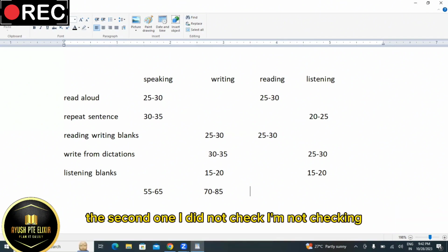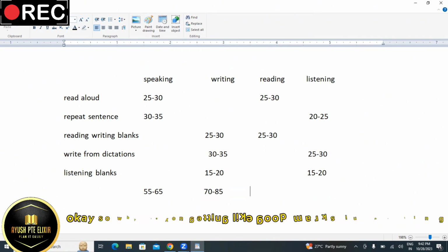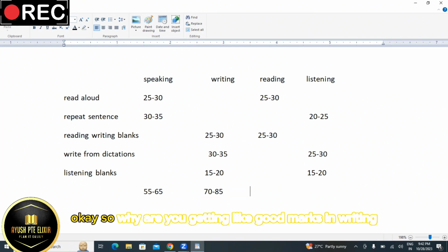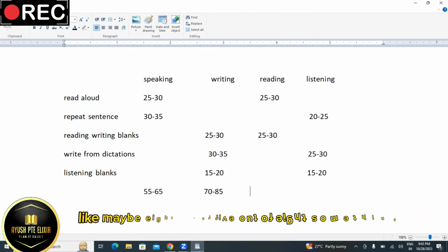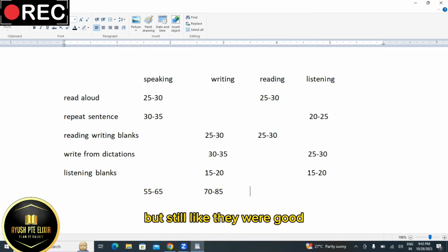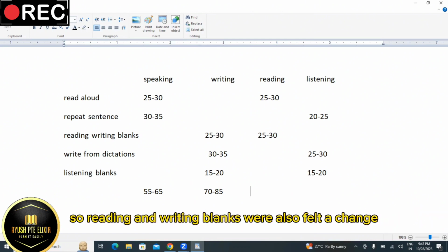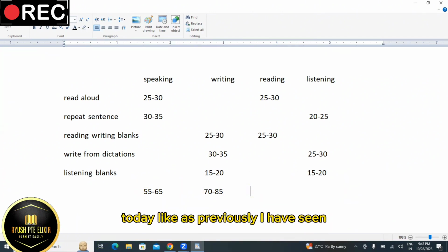The second one I did not check. You got 73 in that. So why are you getting good marks in writing? Because I checked your dictations, they were 9 out of 9, 8 out of 8, and 2 or 3 of them maybe 5 out of 8, but still they were good. The reading and writing blanks also felt a change today compared to previously. So according to me, it should be good.